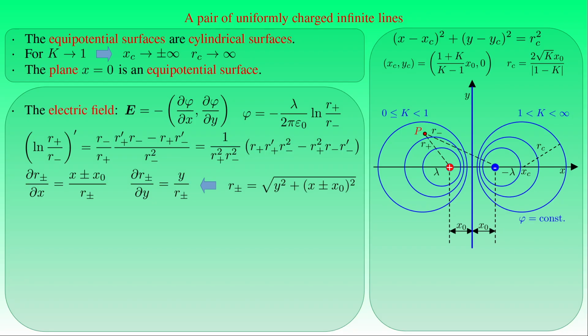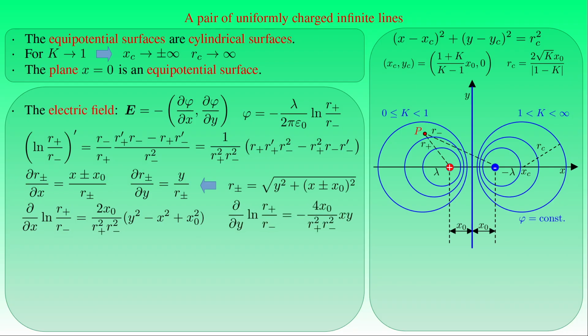These expressions can be inserted into the partial derivatives of the natural logarithm of r sub plus over r sub minus with respect to the x and y coordinates. This gives 2 times x naught over the product of r sub plus squared and r sub minus squared, times the x naught squared minus x squared plus y squared, and minus 4 times x naught over the product of r sub plus squared and r sub minus squared, times x times y.